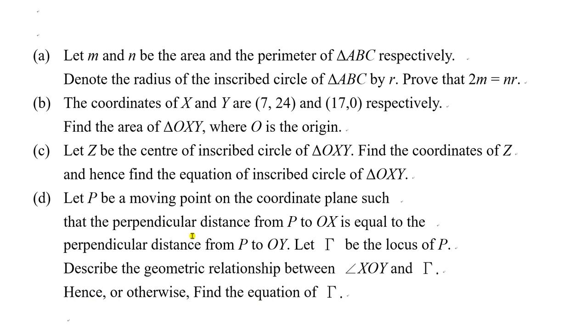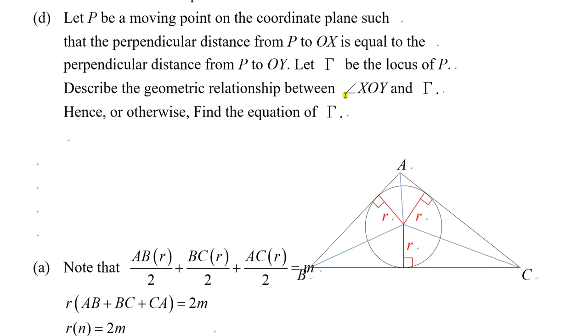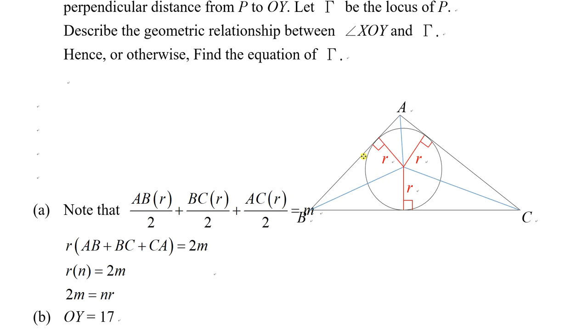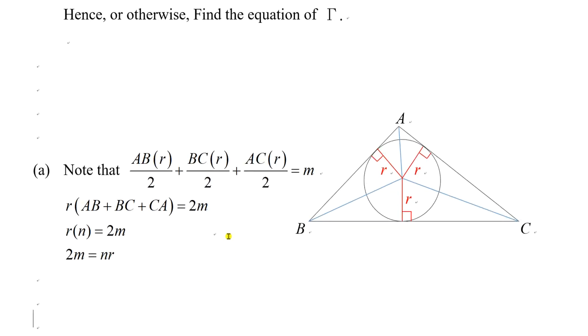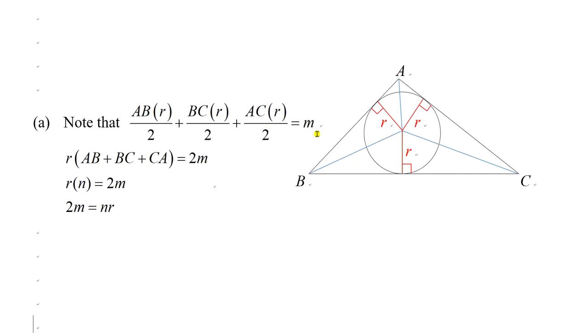Okay, let's look at part A. Now you may not have any idea if you do not draw the graph. So I will draw the graph in this way. Suppose there's a triangle ABC. You draw a circle. There's an inscribed circle. The center here. The red line will be the radius of the circle.